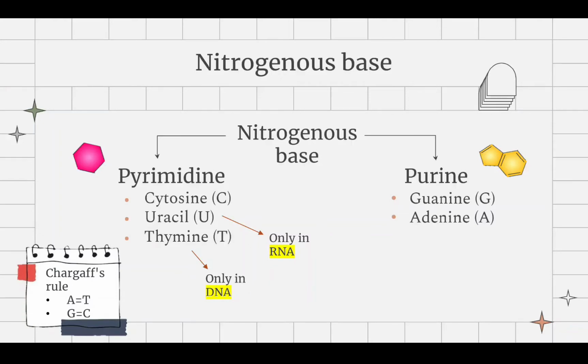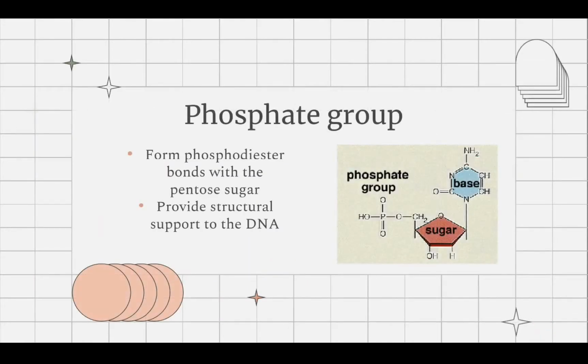There is also Chargaff's rules to figure out how the four bases match up in pairs. And you see that adenine will always pair with thymine and guanine will always pair with cytosine. Phosphate group. Its function is to provide structural support to the DNA.